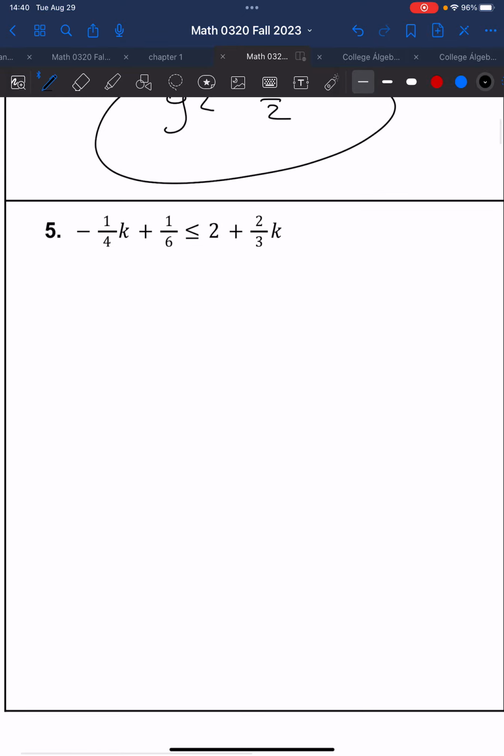Okay, now let's look at 5. Notice in 5, we have a bunch of fractions here. To me, the easiest way is just to get rid of those fractions right off the bat. And in order to do that, we can multiply the entire problem by a common denominator. So here we are dealing with the denominators 4, 6, and 3. So a common denominator for all 3 of those would be the number 12. So I'm going to multiply this entire equation by 12. So I'm going to distribute this 12 inside.